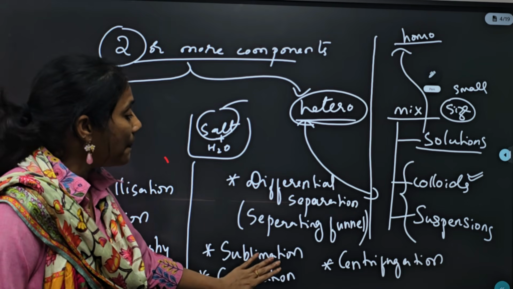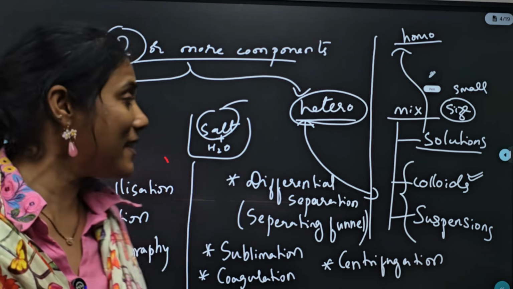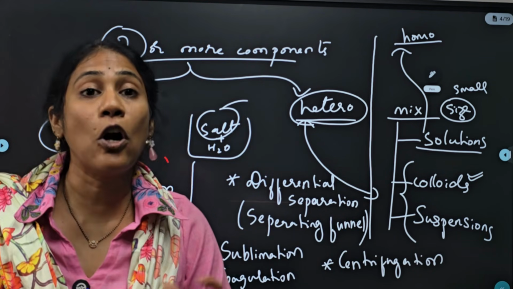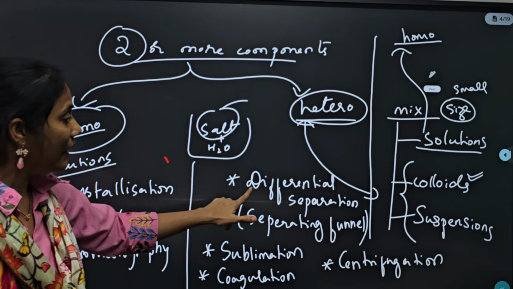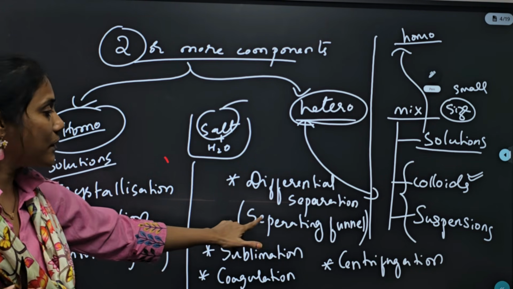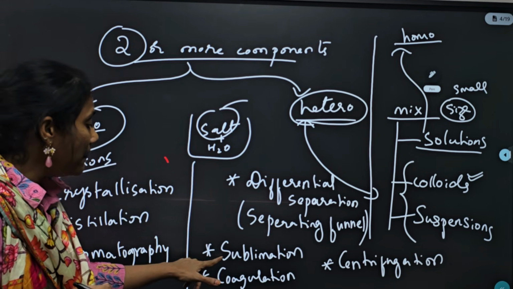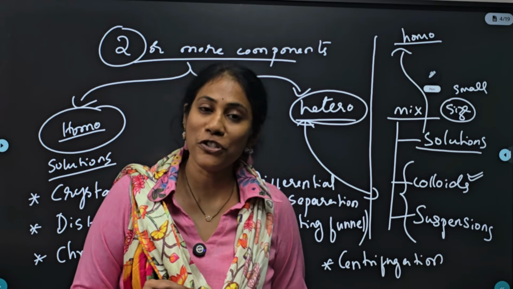And what are the separation techniques that we can use if it is a heterogeneous mixture like colloids and suspensions? If you want to separate components from these, what are the techniques you will identify? What are the techniques you will perform? Differential separation, that is using a special instrument called a separating funnel. Sublimation is there, coagulation is there, and centrifugation also is there.